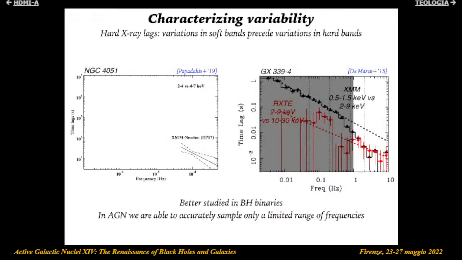Now, the problem with AGN is that to measure lags well, the easiest way is to have a continuous, uninterrupted light curve, and the length of this light curve determines the lowest frequency that we can sample. So in general, probably the best instruments that we can use are those on board XMM, because it gives long continuous light curves. But this means that our sensitivity is limited to this range, which would correspond to this range in black hole binaries. So we are missing a lot of information. And these lags are better studied in binaries.